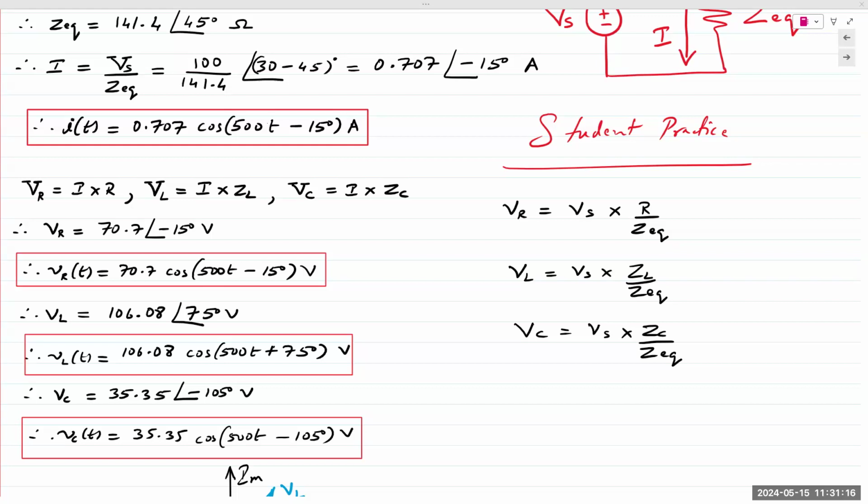Yes. The resulting current will always have the same frequency. That does not change. The components do not affect frequency at all. They only affect the amplitude and the phase.